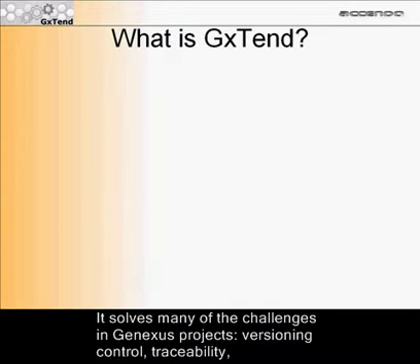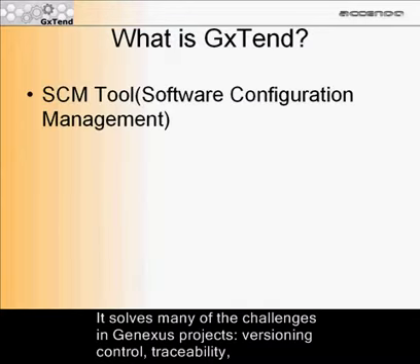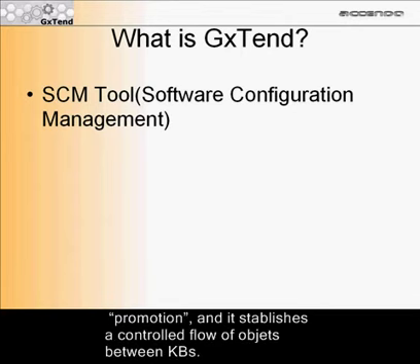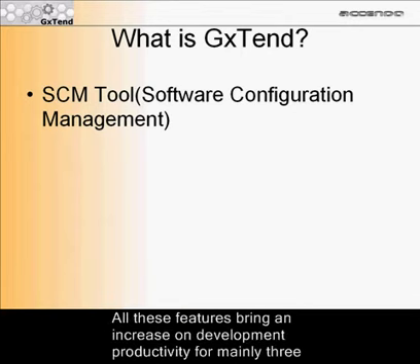What is GxTend? GxTend is a modular software configuration management tool. It solves many of the challenges in GNexus projects: versioning control, traceability, concurrency control, and change management among KBs. The latter concept is called promotion, and it establishes a controlled flow of objects between KBs.